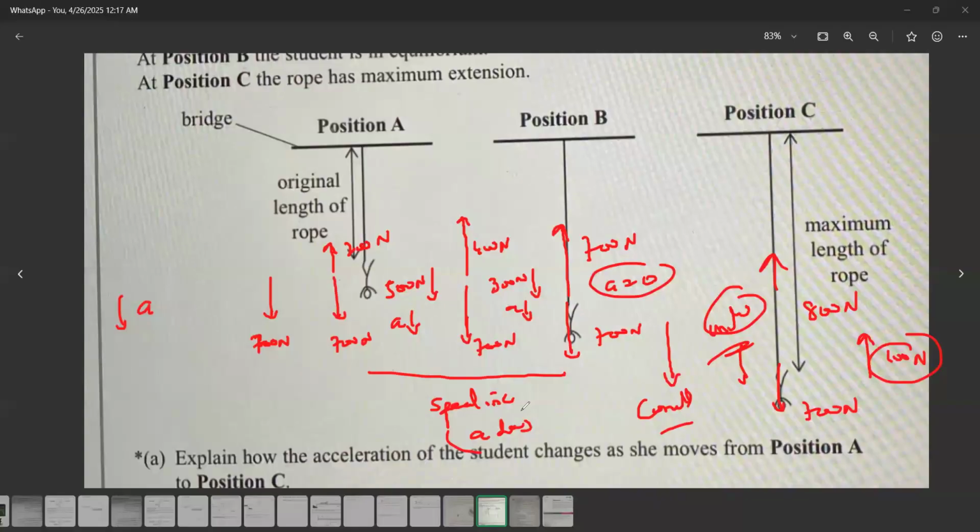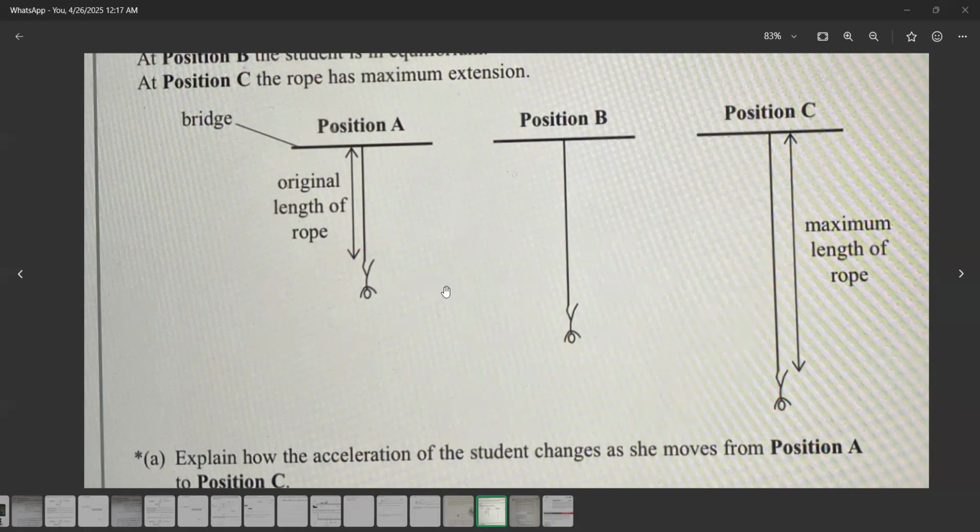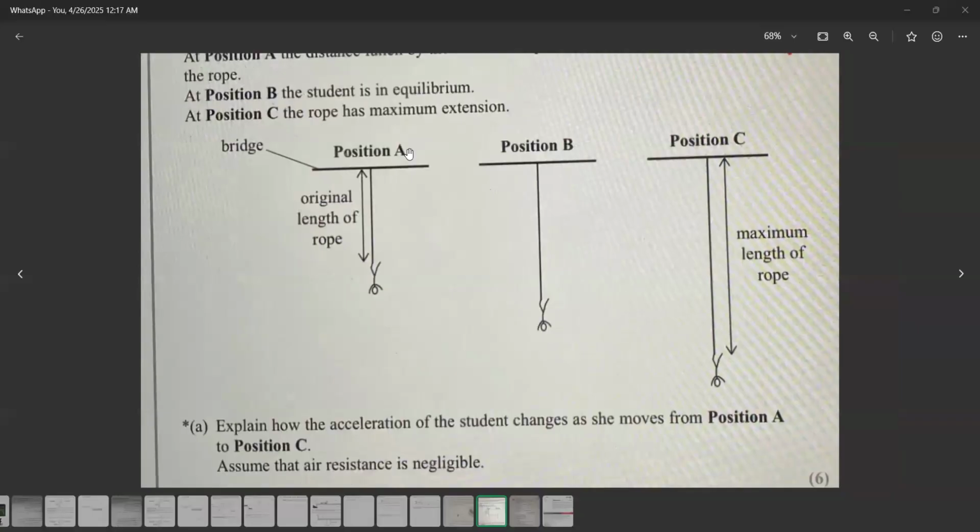How is the resultant force upward below B? Because as they mentioned, point B is the equilibrium point. Equilibrium means that there is no resultant force. So when we say no resultant force, the upward force must be equal to the downward force.